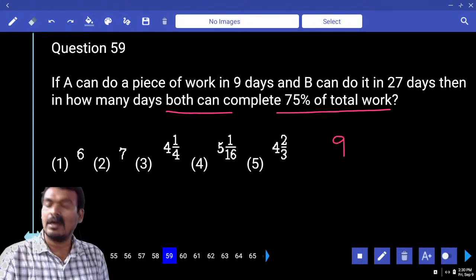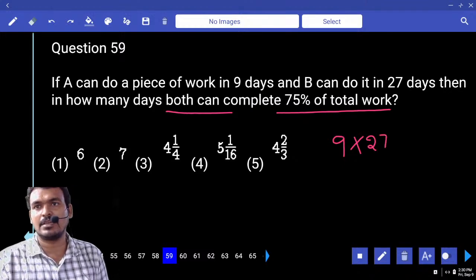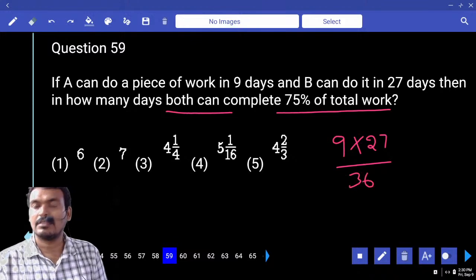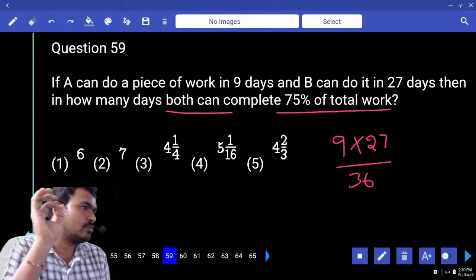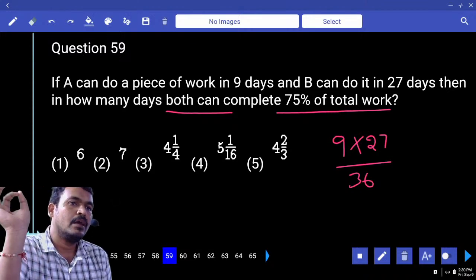What is the first one? 9. Second one 27. 9 into 27 means it is the product value or not? Sum means 9 plus 27. How much? 36. This one is equal to the total work completed by A and B together or only A alone? A and B together.